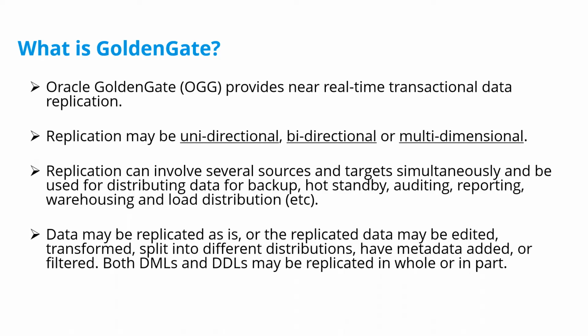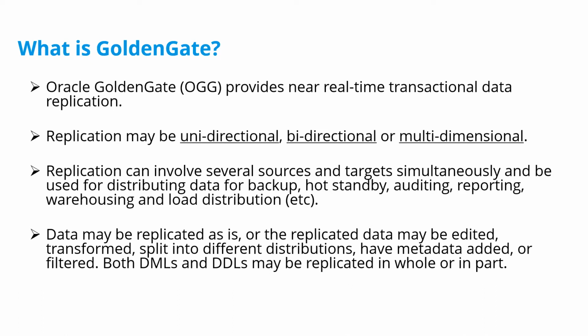So another advantage with GoldenGate is you can replicate the data as is, or you can filter or transform the data between source and target. So say, for example, there are 100 transactions happening on source. You want to replicate only particular 5 transactions. You can do that with GoldenGate.